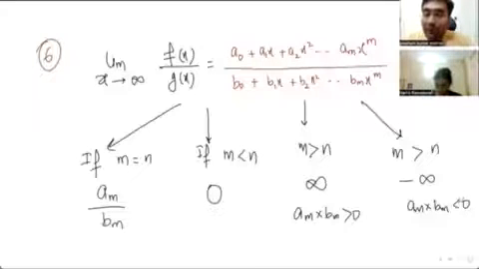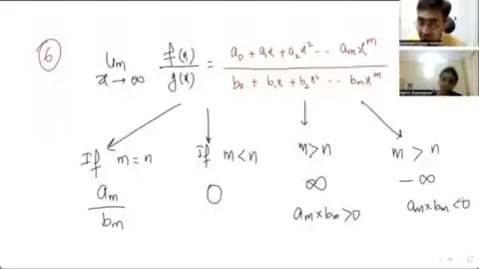Basically, we are discussing the powers. Whenever we have two polynomial functions, one in the numerator and one in the denominator, we have to see the highest power. If the powers are equal, just take the coefficients of them. If the power of the numerator is less, the answer is 0. If the power of the numerator is greater, the answer is infinity if am times bm is greater than 0, and it is minus infinity if am times bm is less than 0. Okay, got it?